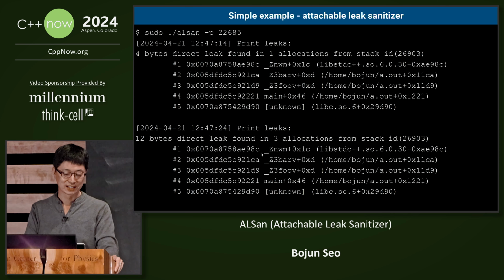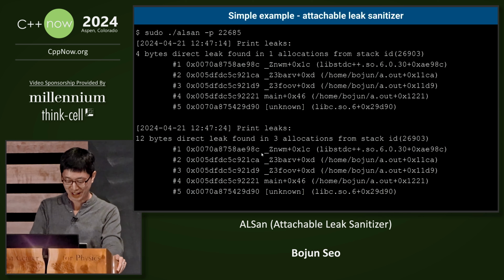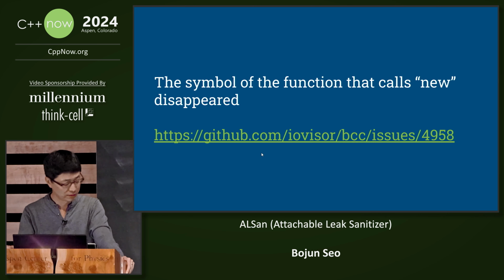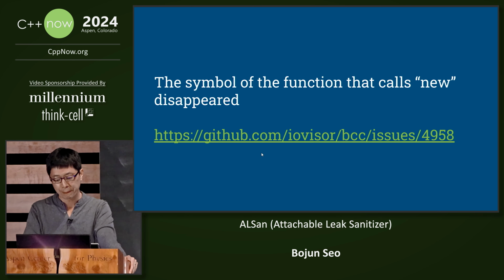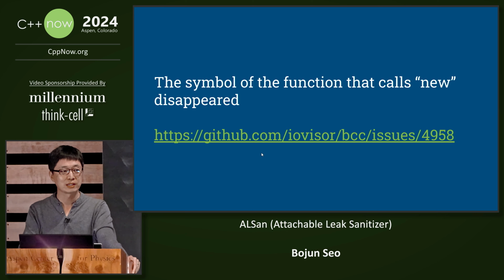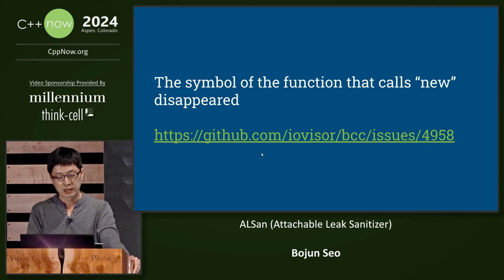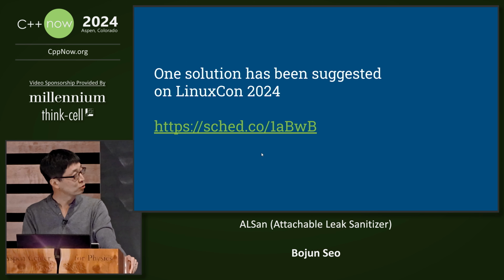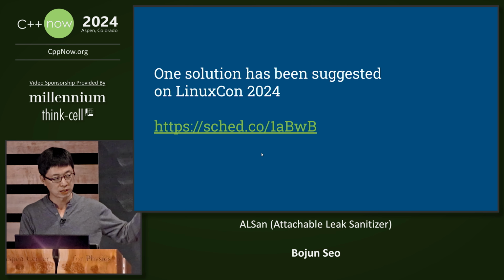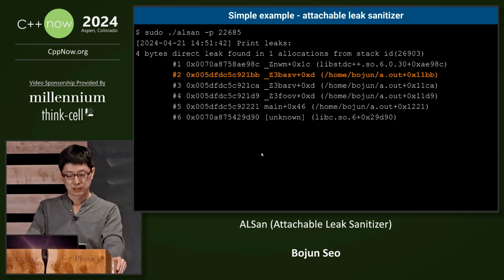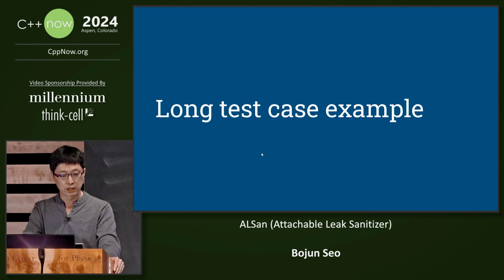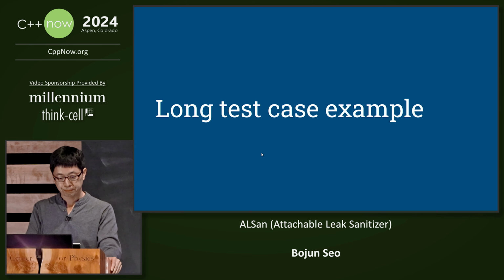I think we were talking about the fact that Baz was missing. Right. So I reported it to the open source community, and it turns out it is not such a simple issue. A solution was suggested on the Linux Kernel about 2 weeks ago, and I applied this solution, and I can get this buzz line. Okay, here's a simple example case, and next, a long test case example.